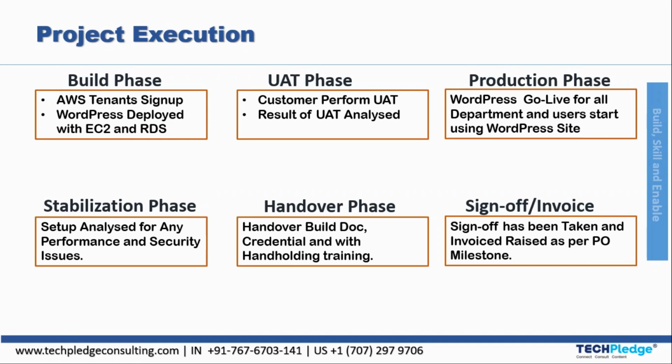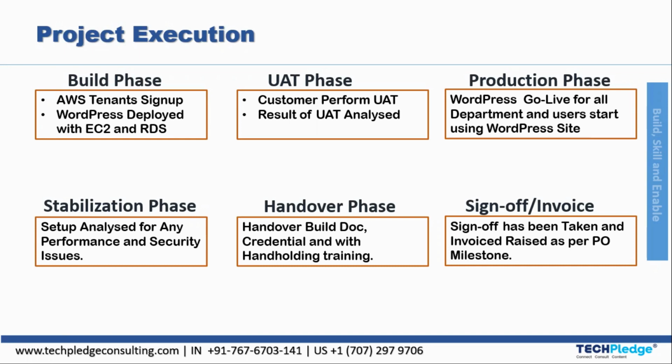Then the next is UAT. What actually UAT is: when you build WordPress and deploy it, the user acceptance test is performed. The customer will perform the UAT as he wants to know whether the WordPress deployment is successful or not. When the results of UAT are analyzed and we come to the point that it is successful, then we'll move to the production phase.